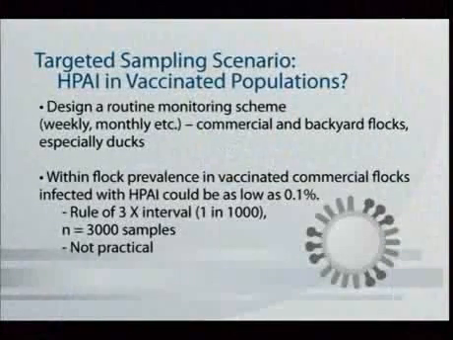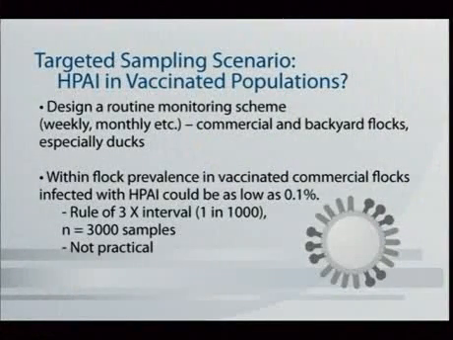And to do that, we need to use targeted surveillance. We don't just want to go and have random testing of birds. So we need to design monitoring schemes, either weekly or monthly or whatever, of the commercial, backyard, and duck populations to make sure that we will detect infections if they are present. And we can estimate that within-flock prevalence in vaccinated commercial flocks, or any birds, may be very low, and in some cases could be as low as 0.1%.